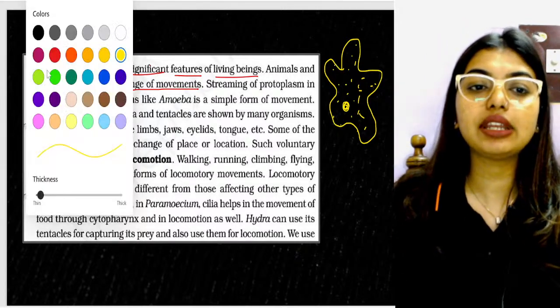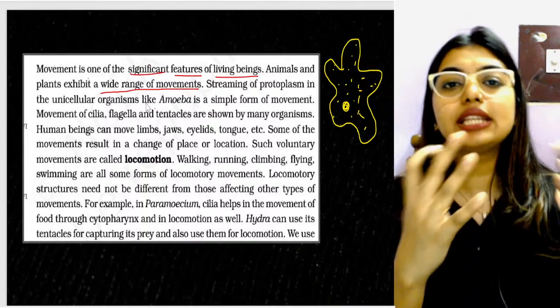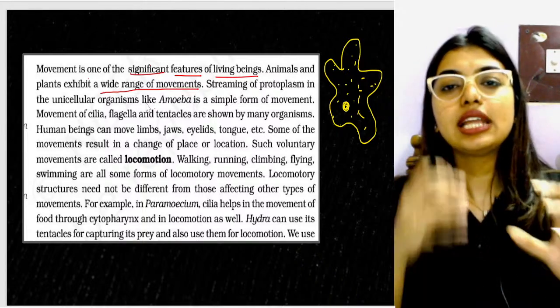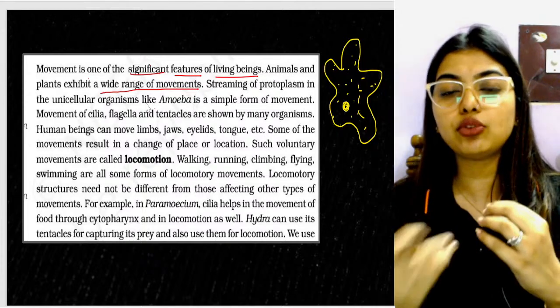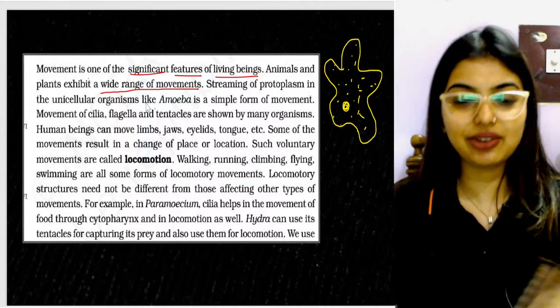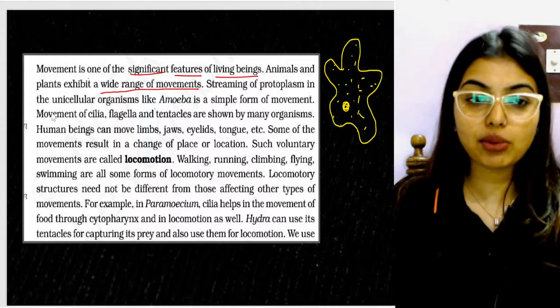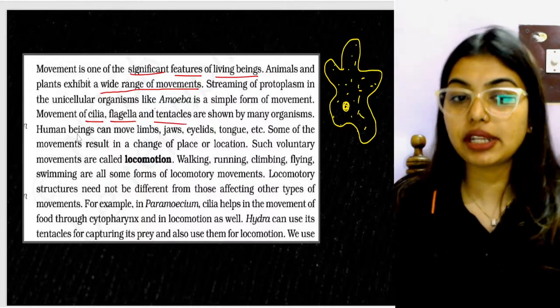Same way, when we learned animal kingdom, we learned about tentacles in coelenterata, and these tentacles had cnidoblasts. These cnidoblast cells would be released to capture the prey. All these are the small movements done by the organism to survive and to live happily, okay? So yes, amoeba, simple form of movement; cilia, flagella, tentacles are shown by many organisms.